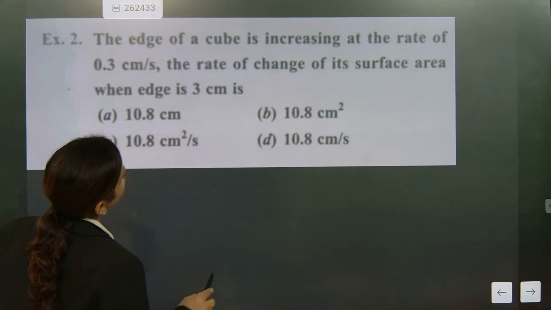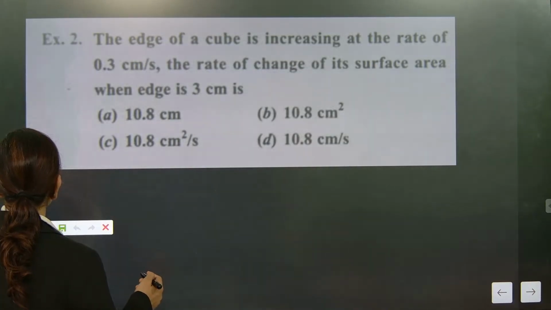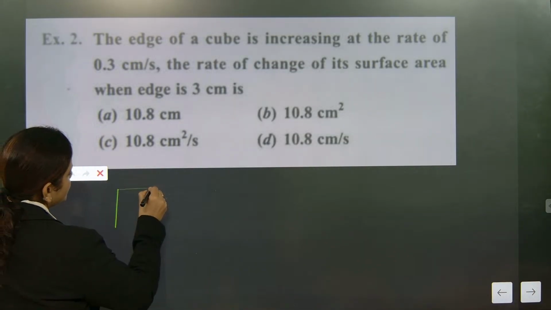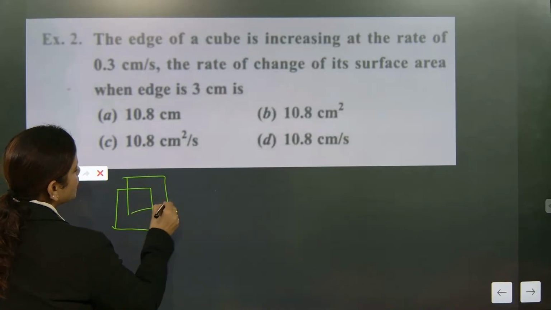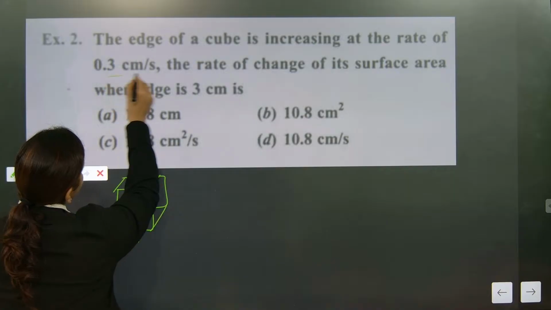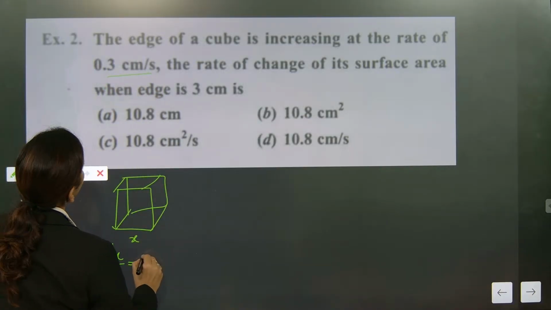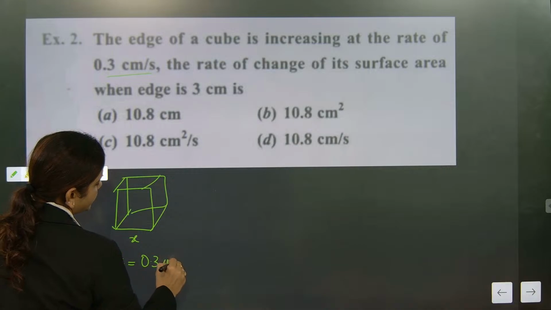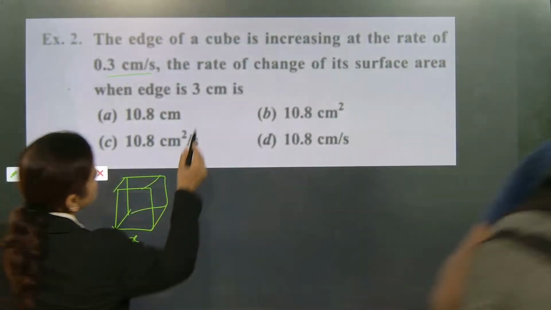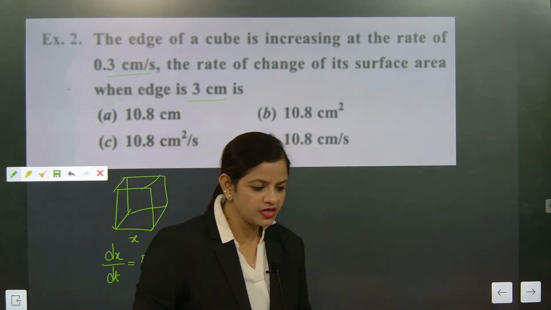The edge of the cube is increasing at a rate of this much. If somebody asks you this, definitely this is a cube. You don't have to draw a cube. Edge means x. Understood? Increasing means dx by dt is equal to 0.3 centimeter per second. They are asking the rate of change of the surface area when the edge is this much.